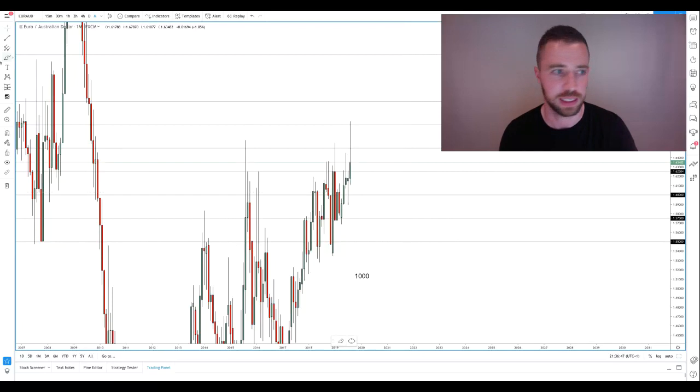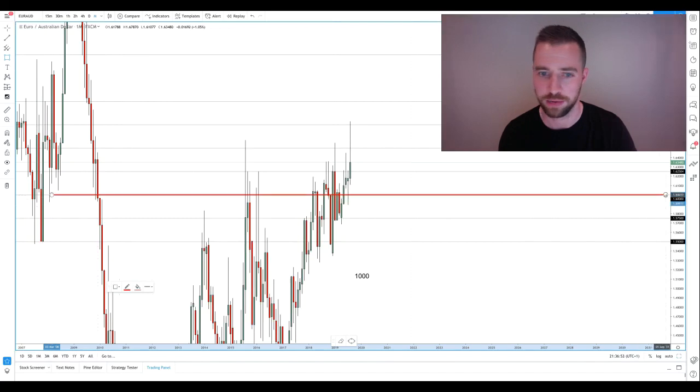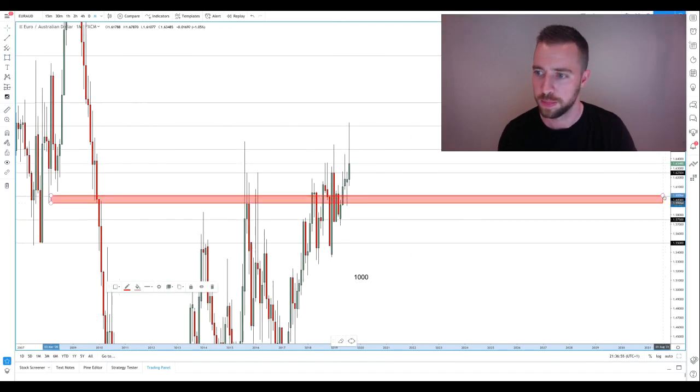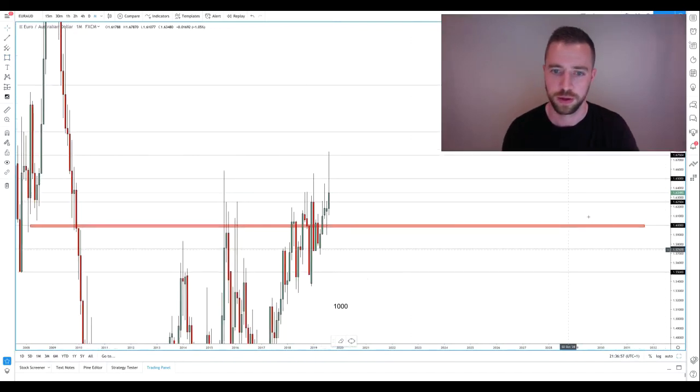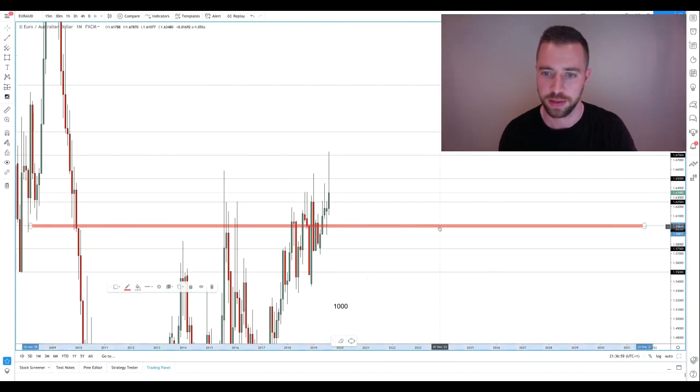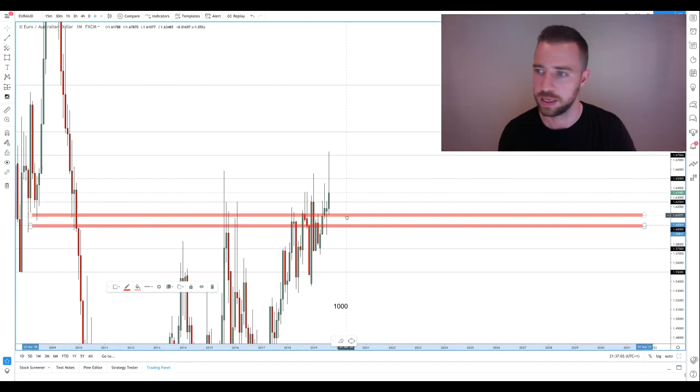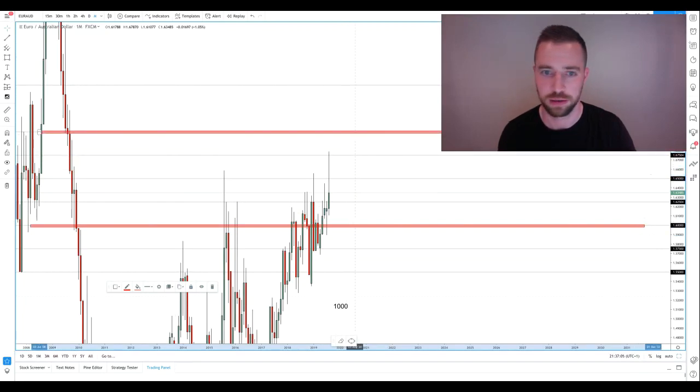So let's say we got 1.6000, and we can highlight that as a monthly key level. And then we had 1,000 pips from there. We had the 1.7000 level, as you can see.